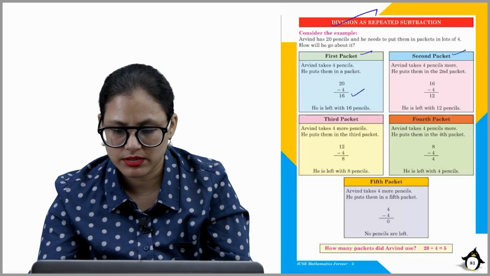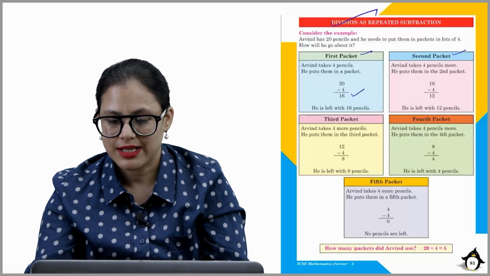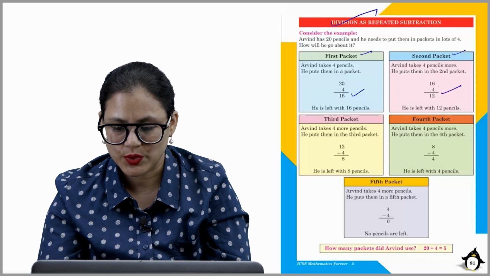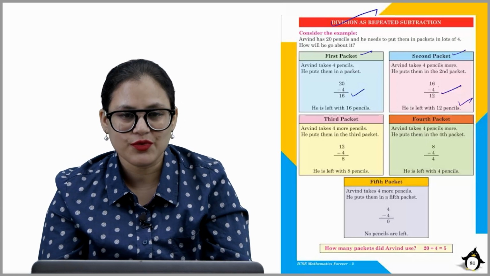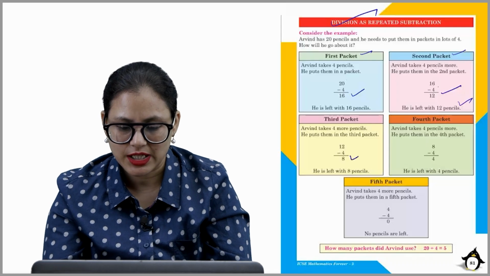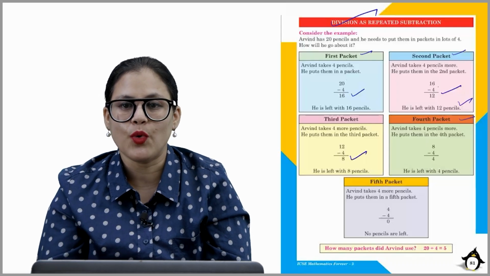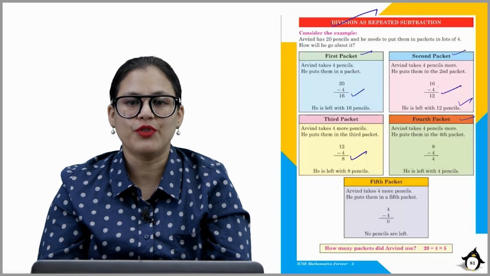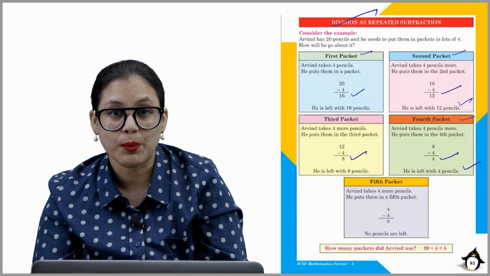Now, second packet. Arvind takes 4 pencils more. He puts them in the second packet. 16 minus 4 is equals to 12. So, now he is left with 12 pencils. Now, third packet. Arvind takes 4 more pencils. He puts them in the third packet. That is 12 minus 4 is 8. He is left with 8 pencils. Fourth packet. Arvind takes 4 pencils more. He puts them in the fourth packet. That is 8 minus 4 is 4. Now, he is left with 4 pencils.